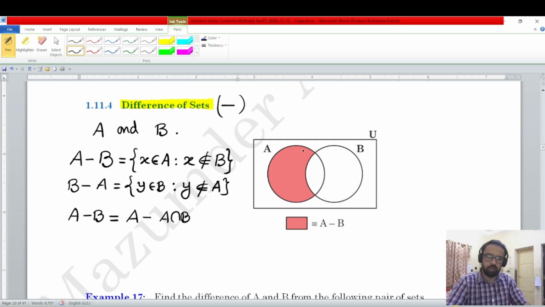So in the Venn diagram, if we see, this area is the A difference B. That means from A you remove the common part. This common part is removed from A, and that will be the result for A difference B.